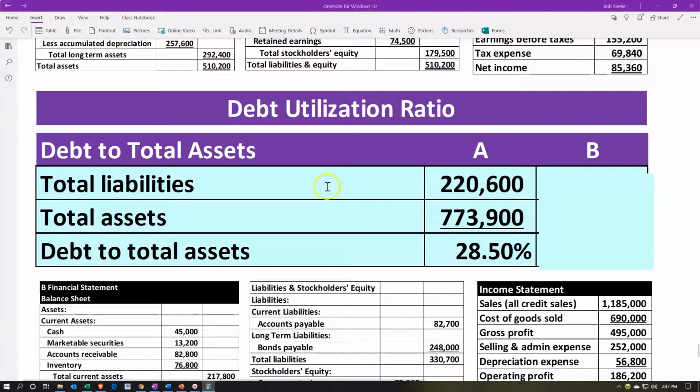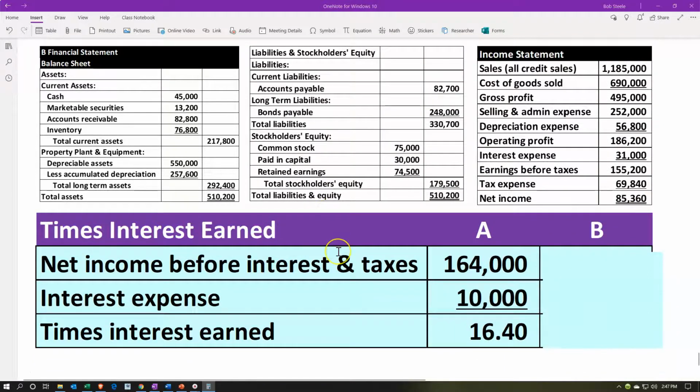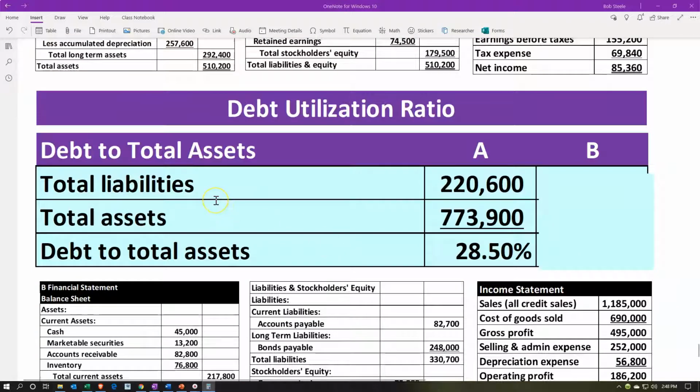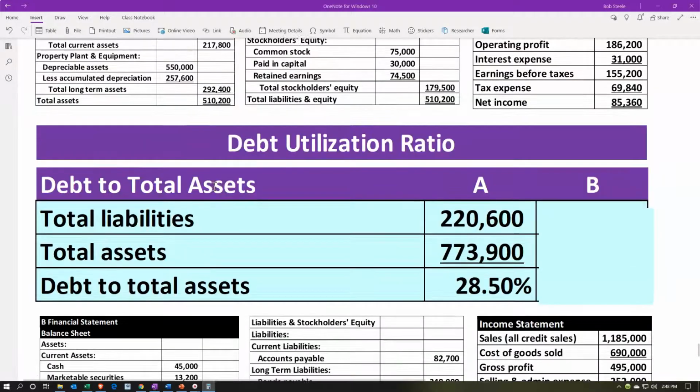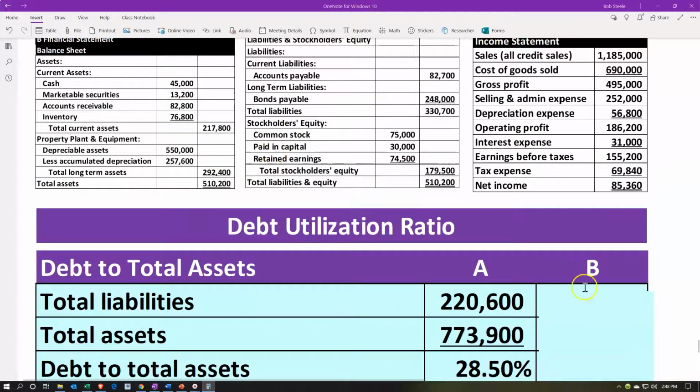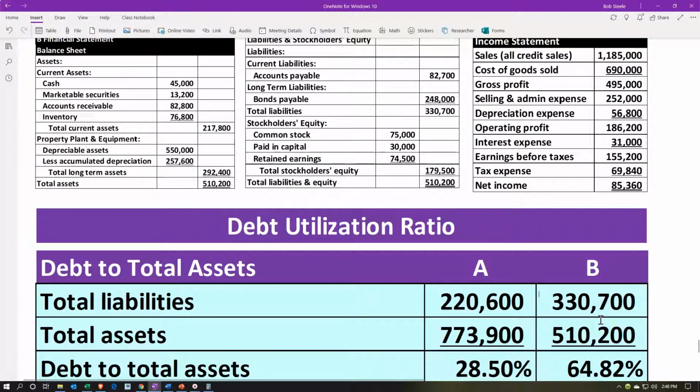Now we're going to look at the debt utilization ratios, including the debt to total assets and the times interest earned. So debt to total assets is exactly what it sounds like. We're going to take the liabilities, which is the debt. So that's going to be total liabilities. Let's just reveal it here. Total liabilities compared to the total assets. Total assets, these are two balance sheet numbers. Remember what we're comparing here.